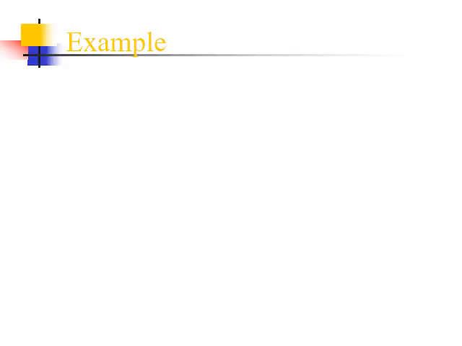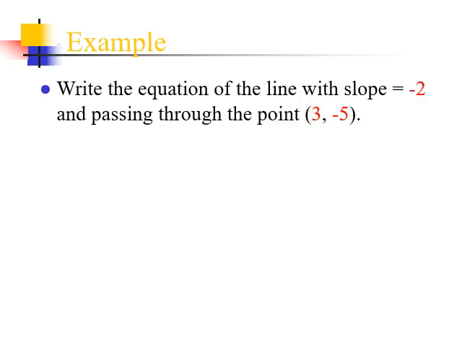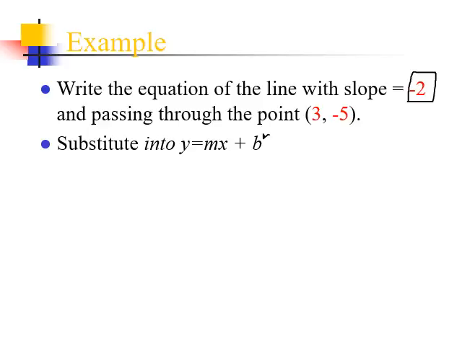In this example, we are going to find the equation of a line given its slope is -2 and that the line passes through a point (3, -5). So what we're going to actually use is y = mx + b, because we actually know the m is -2, and what we're going to find is the b.